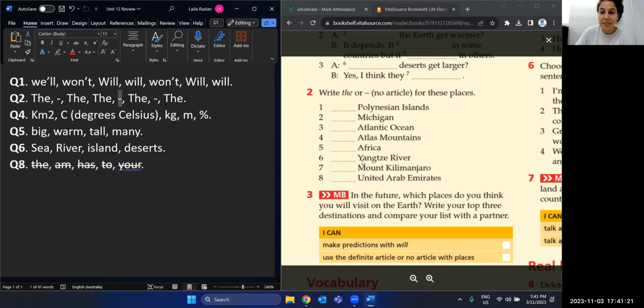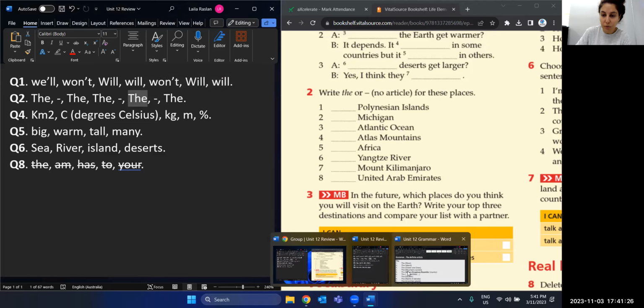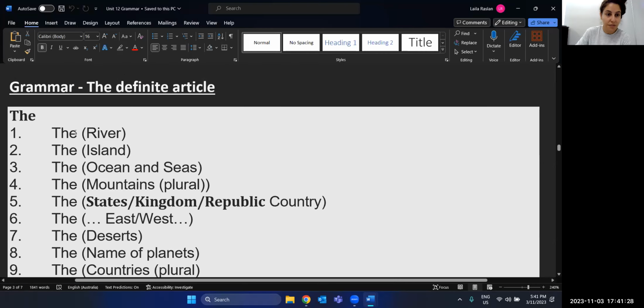And a river. Yangtze River. Yes. So we know that from our rules. Remember, you should remember this for rivers. Yes. The Amazon River. The River Nile. So yes.